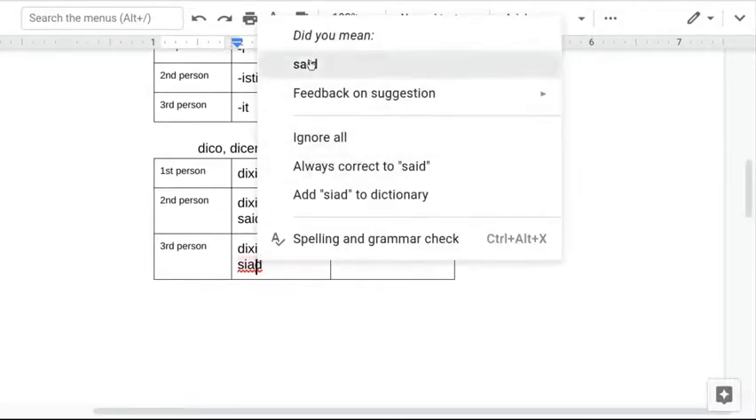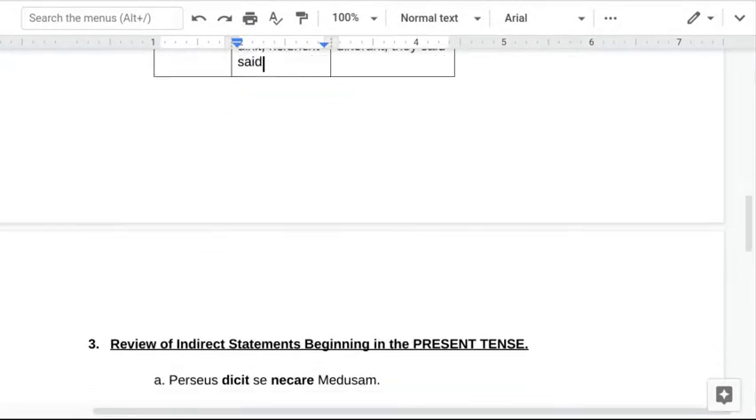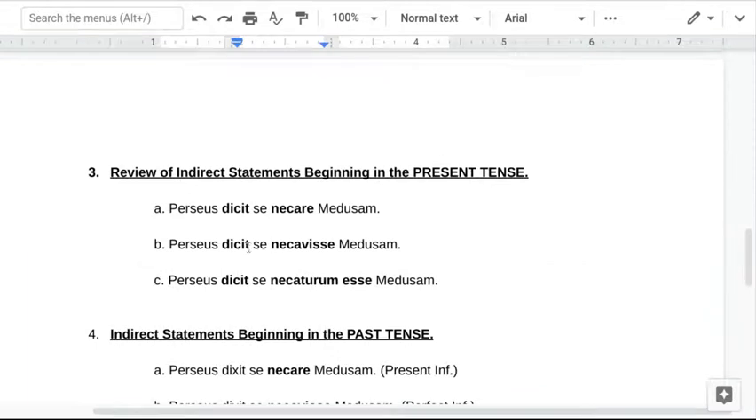All right. So let's review what we know about indirect statements so far. Like I said, we've always seen them in the present tense. They begin in the present, and I tried to hammer that home. So I'll give you 3 examples here. Okay, they all begin the same way, and then they change the infinitive, which changes the direct statement that's talked about. So let's translate. Perseus dicit.